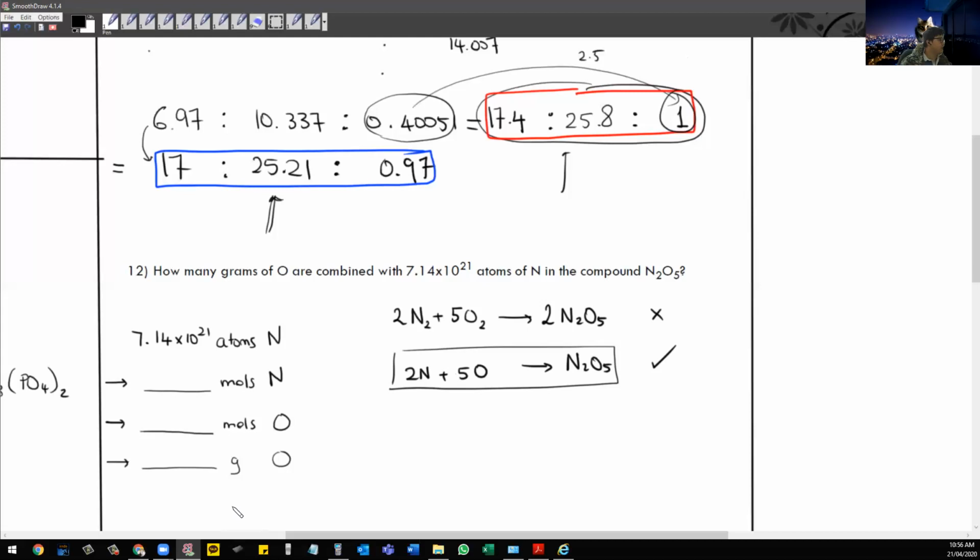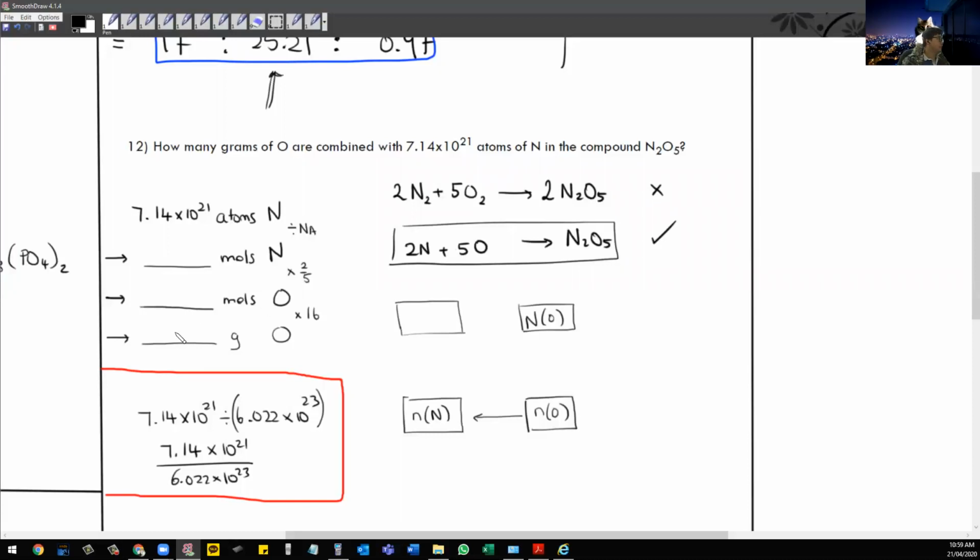Can you guys do it? So divide by Avogadro's number first, and then times this one by 2 over 5, and then times by 16. That's all you have to do. Okay, so I'll leave this one to you. 0.061 gram, is it? Approximately about that, okay?